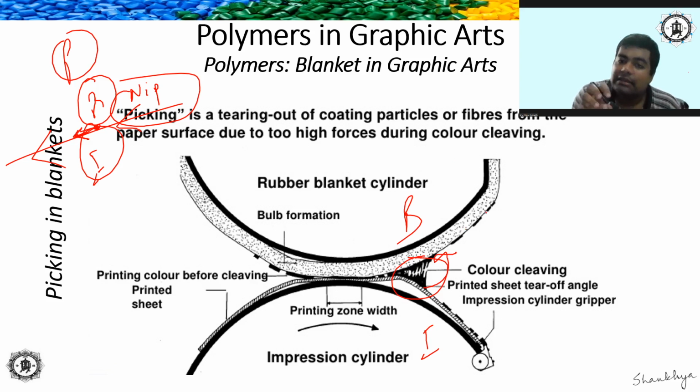So picking is the problem where the blanket is not releasing the paper after the printing has been done. Piling is the storing or accumulation of dust, paper debris and paper fiber dust, due to picking, onto the blanket and the inking rollers and other rollers within the inking frame.